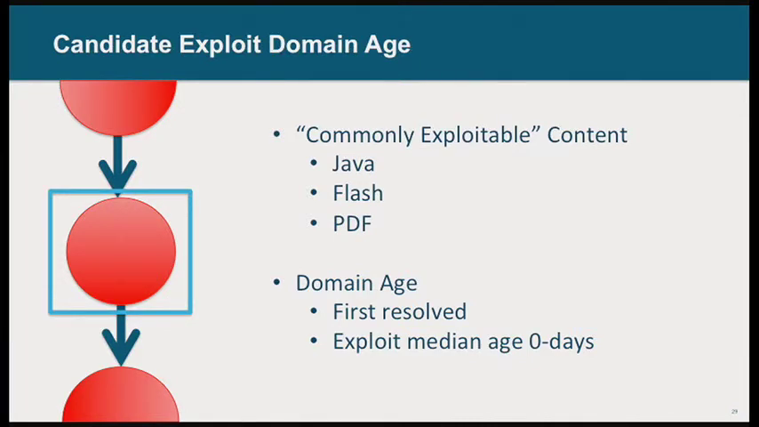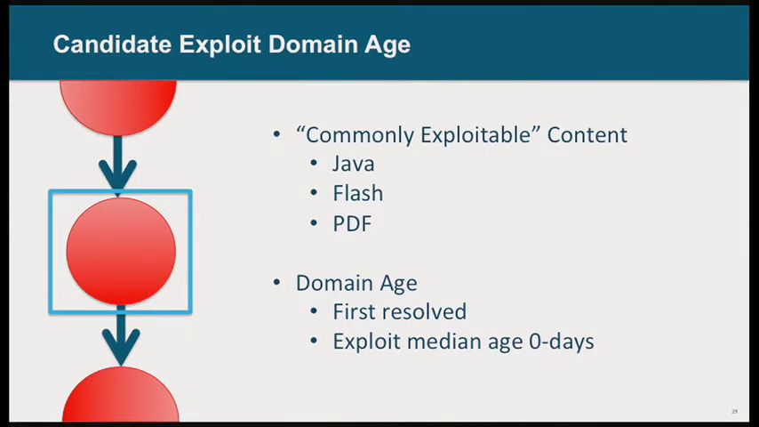candidate exploit domain age. And so we have those paths, and we basically walk the path looking for what we call commonly exploitable content. And so those are things like Java, Flash, PDF, Silverlight, things that are commonly used by the attackers to exploit users' browsers, because there's a lot of vulnerabilities in the actual software that processes these file formats. And so if we locate a node that has this commonly exploitable content, we measure the age of the domain associated with that transaction.